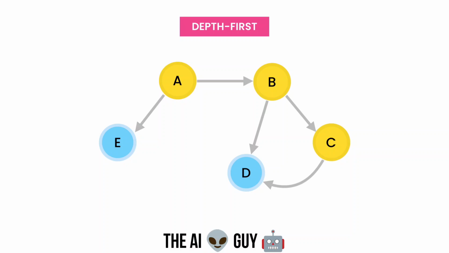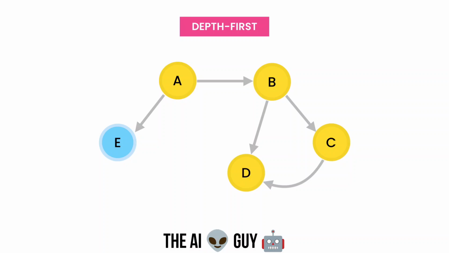Now, the C has only a single neighbor, so we go to the D, but this node doesn't have any neighbors because there is no link from the D to any other nodes. So our recursion ends here. As you can see, with this algorithm, we go really deep in our graph. Now we go back to the C. This node doesn't have any neighbors, so we go back to the B.